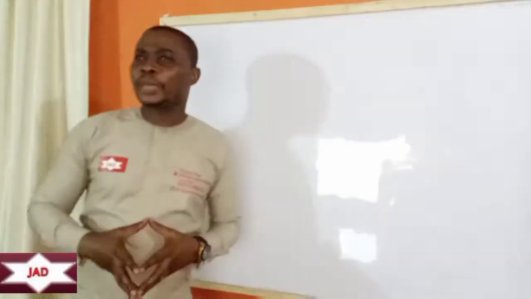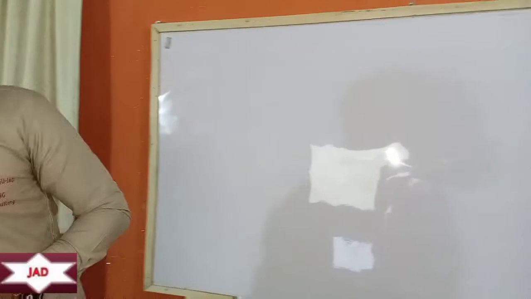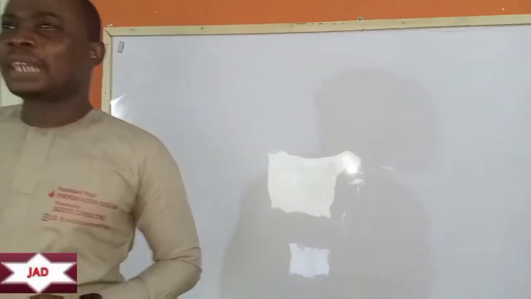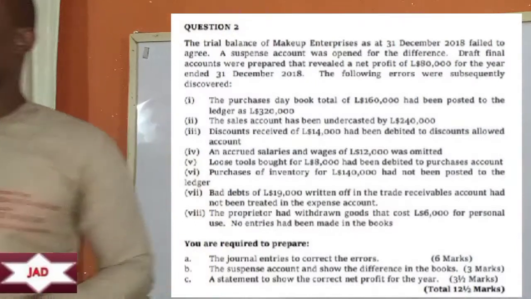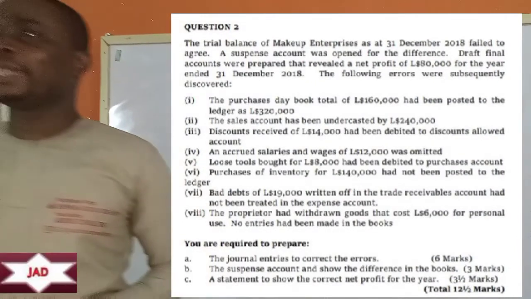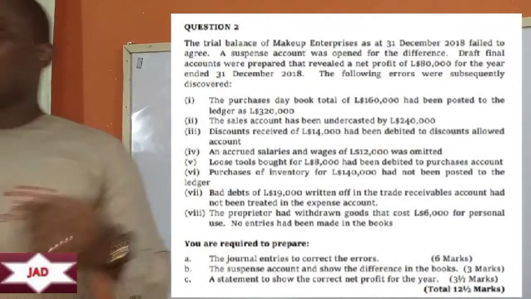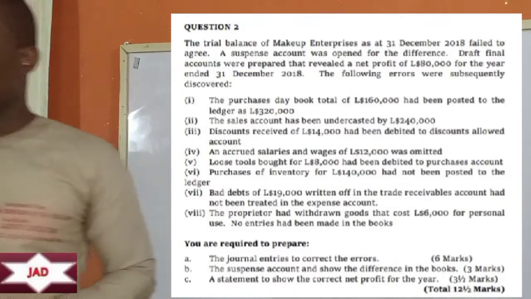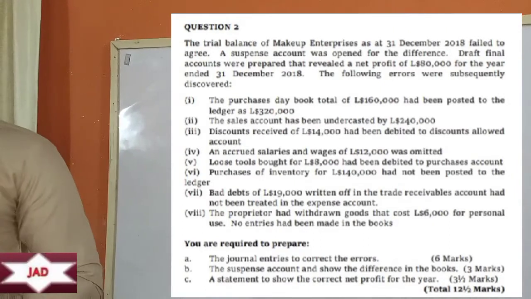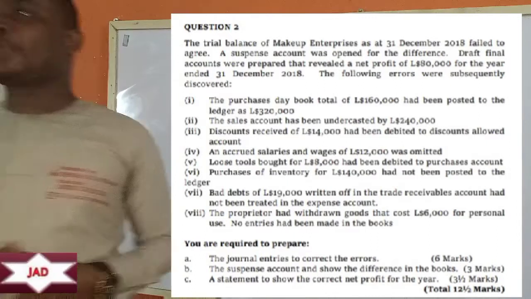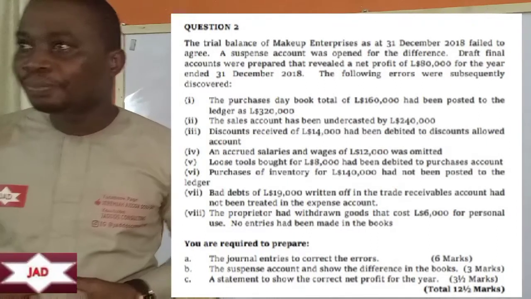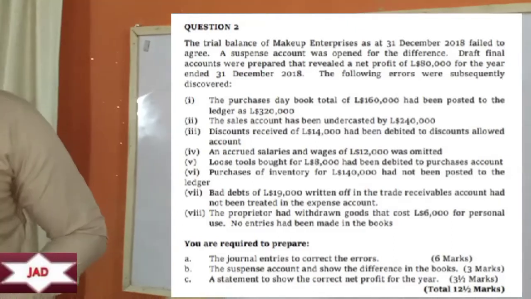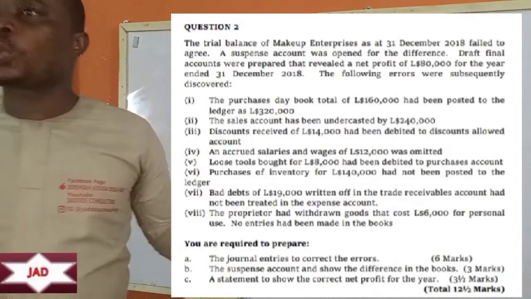So here we have question 2, ABWA, March 2019. The trial balance of Makeup Enterprises as at 31st December 2018 failed to agree. A suspense account was opened for the difference. Draft final accounts were prepared that revealed a net profit of 80,000 Liberian dollars for the year ended 2018. The following errors were subsequently discovered.